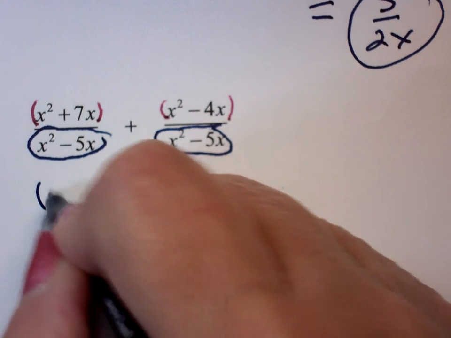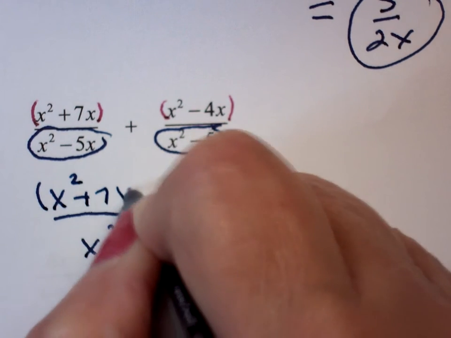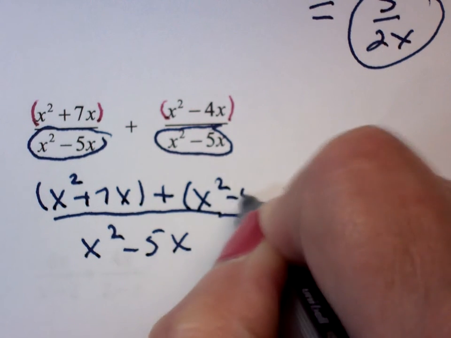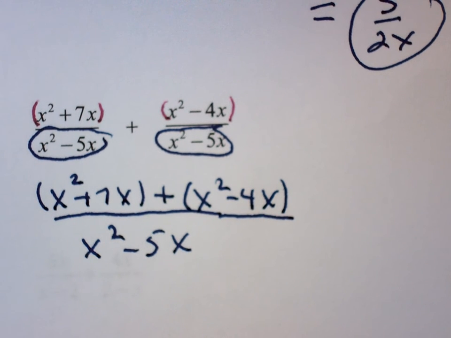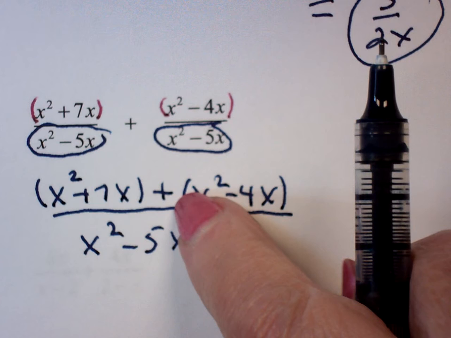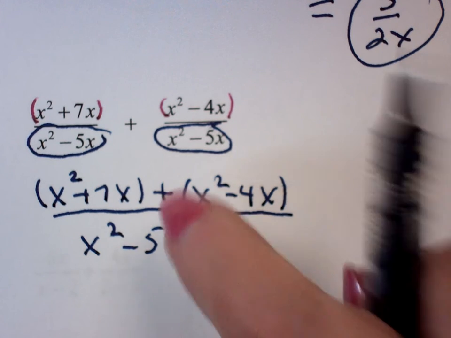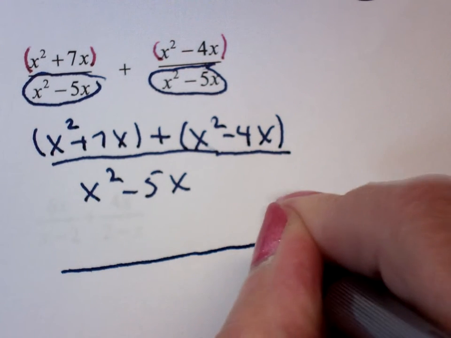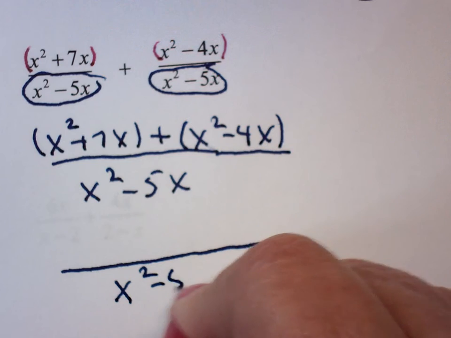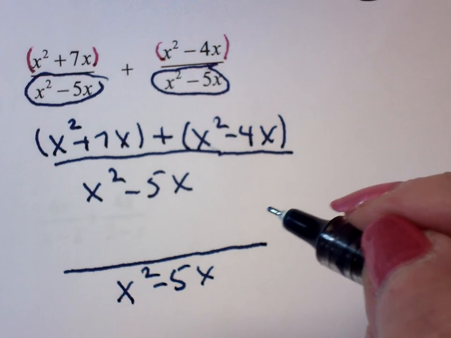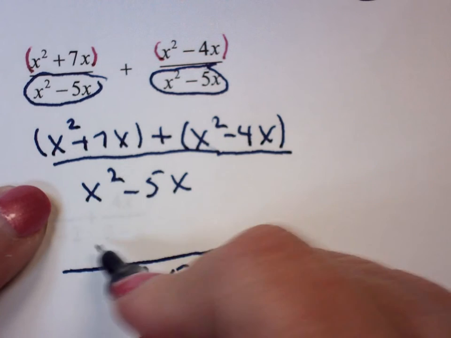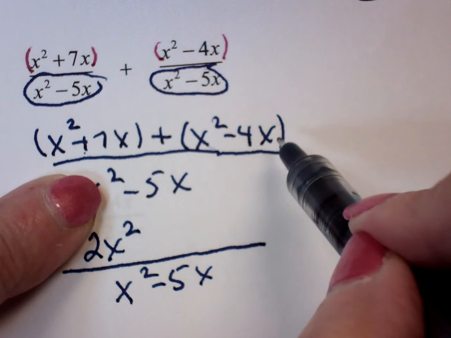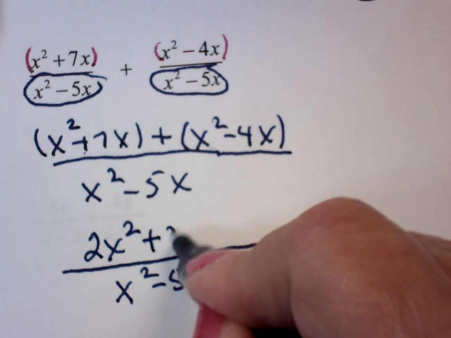I'm going to have x squared plus 7x plus x squared minus 4x. Because this is a plus, the parentheses don't really mean anything. That's good. So that over x squared minus 5x. Why? Because I'm multiplying by a plus 1. Plus 1 removes the parentheses automatically. X squared plus x squared is 2x squared. Plus 7x minus 4x is plus 3x.